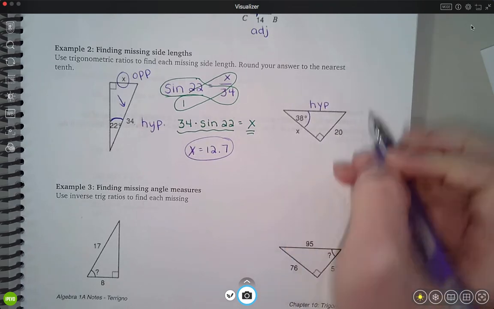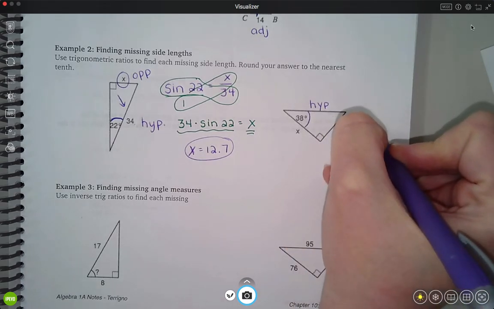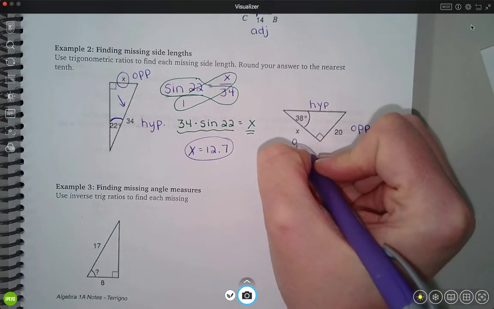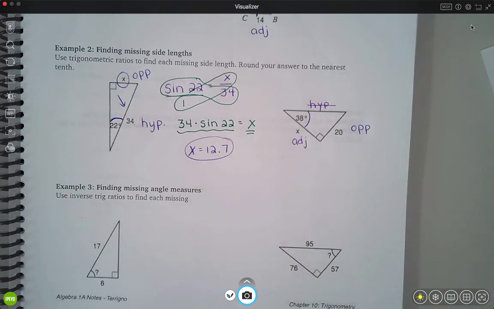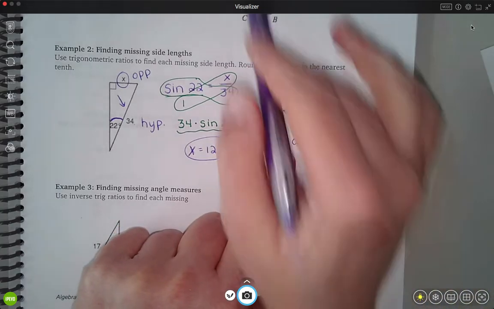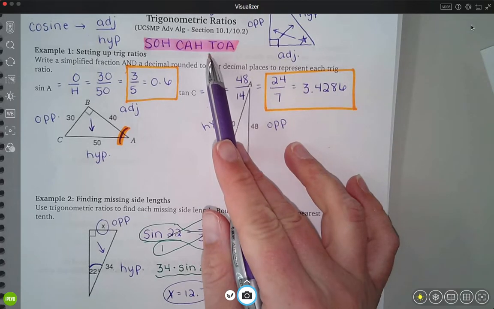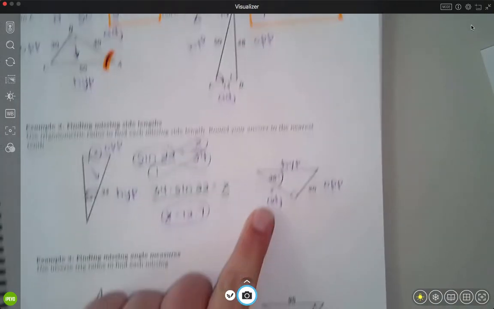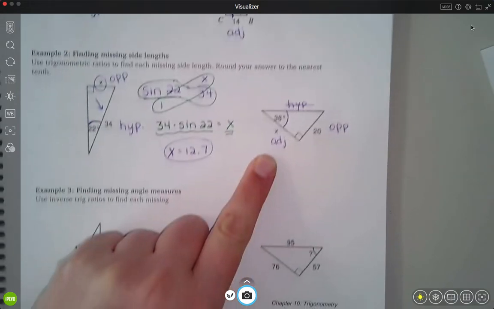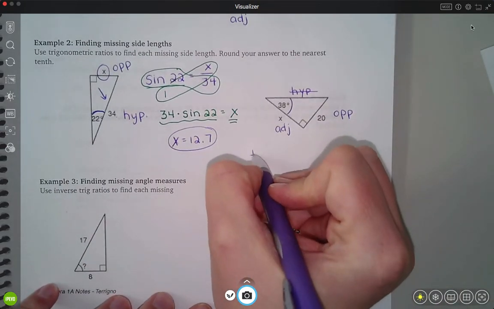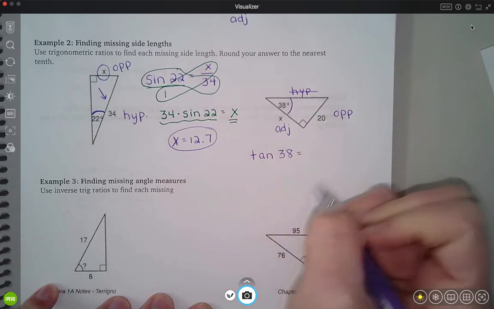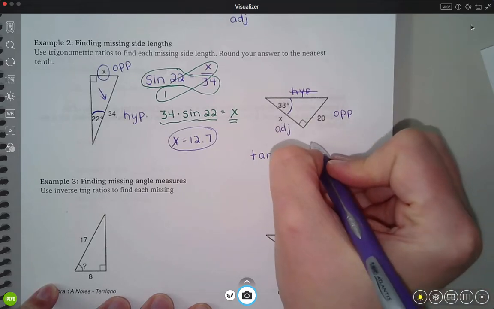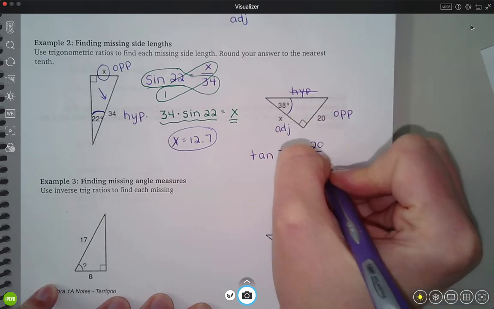From the 38 degrees, this would be the opposite side. And next to the 38 degrees, this is my adjacent side. Again, the hypotenuse is the one that we're not really going to end up using in this one, because I need to make sure I involve my x and the 20. So opposite and adjacent, that's going to be tangent, TOA. So this one's going to set up like this: tangent of the angle, so tangent of 38, equals opposite over adjacent. So that's 20 over x.